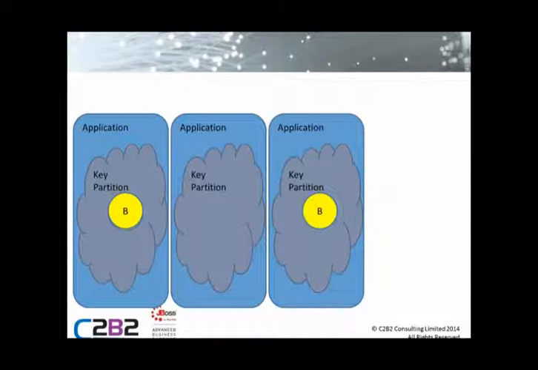JBoss Data Grid is clever enough to ensure that the duplicate doesn't reside on the same physical machine, and you can give it hints so it doesn't reside on the same rack in a server or data center if you're going across data centers. So configuring the number of duplicates will give you high availability in your data grid.